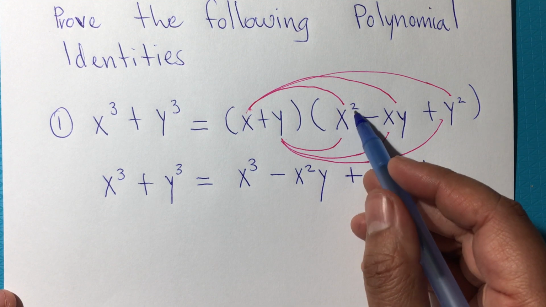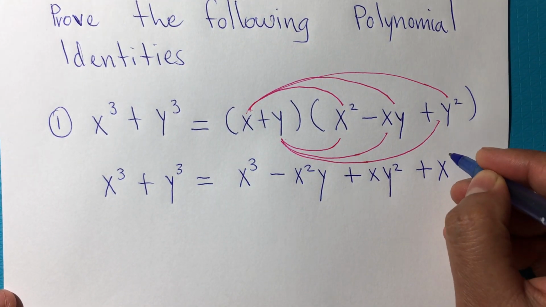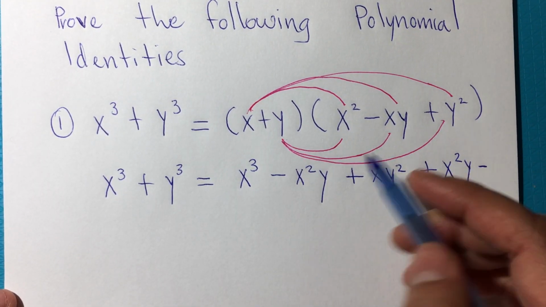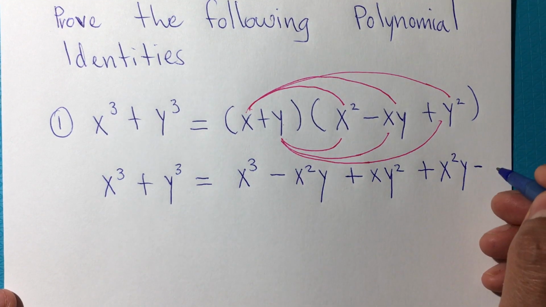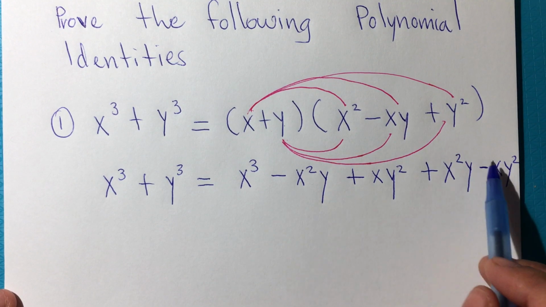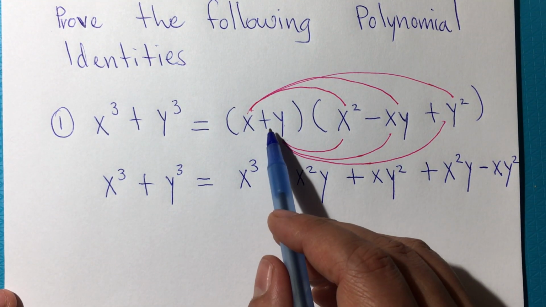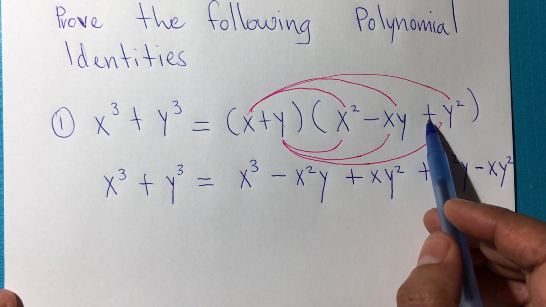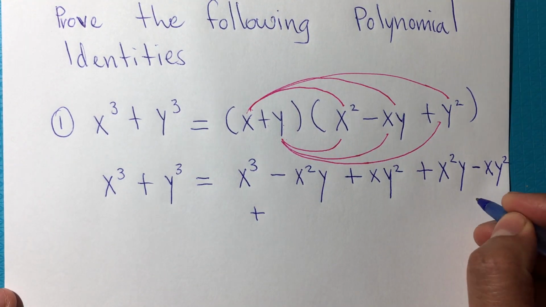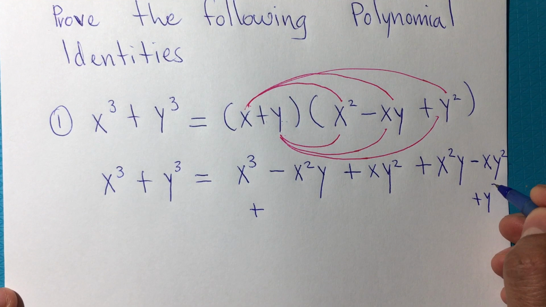Y times x squared is, if I put it in alphabetical order, x squared y. Then positive times negative is negative. And y times xy will be xy squared, right? Because the x, we don't have anything else to multiply it with, but y times y is y squared. And then the third one will be positive times positive is positive, and I'm just going to write it right here. Y times y squared is y cubed.